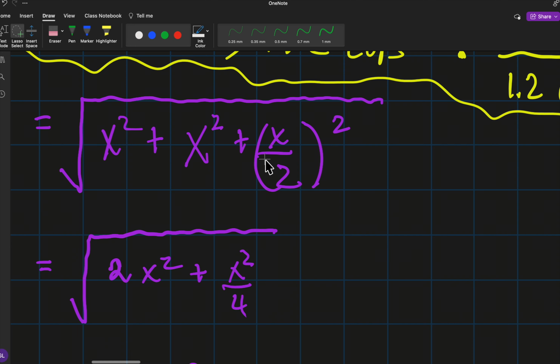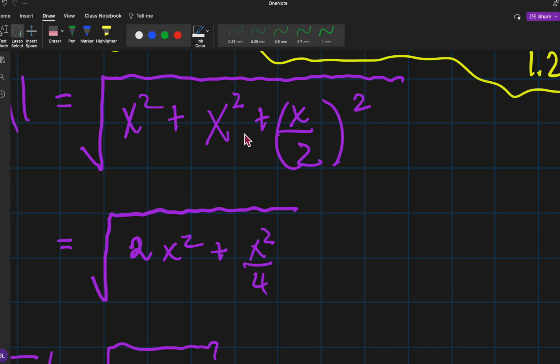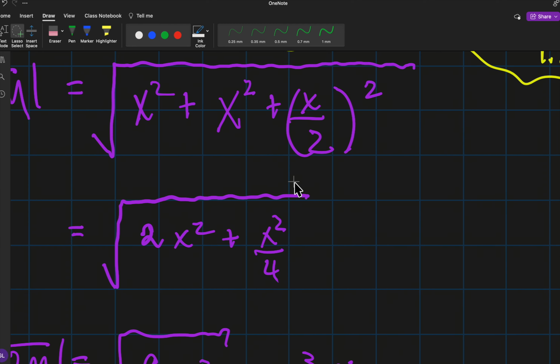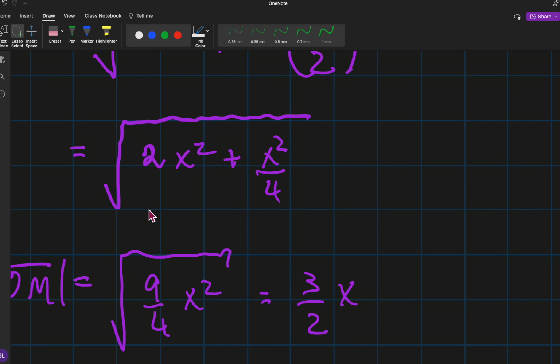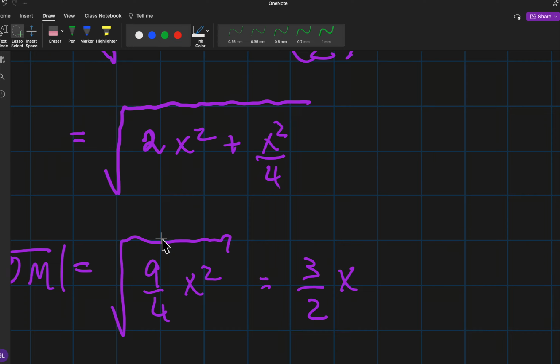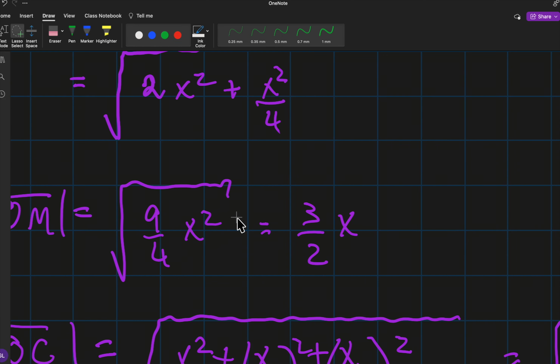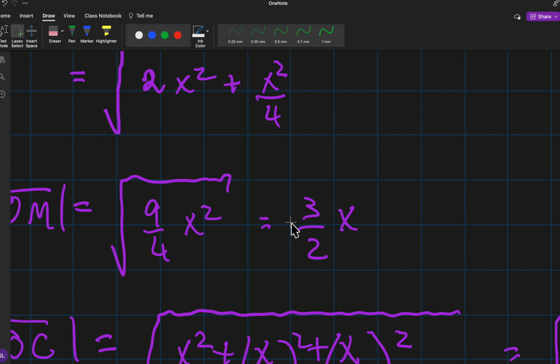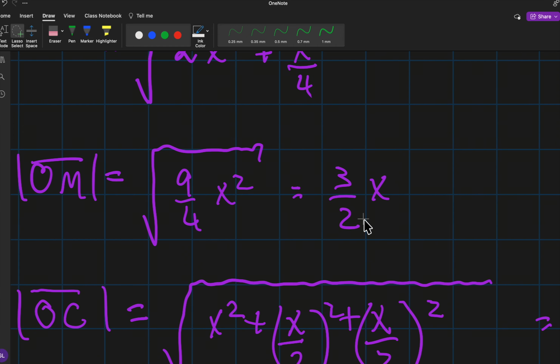X squared plus x over 2 squared, that's 2x squared plus x over 4 squared. Don't forget to square the 2 here, common mistake. Throwing all that into the calculator, that's 8 over 4 squared x squared plus x over 4 squared, that's 9 over 4 squared x squared, square rooted, and so we get 3 over 2 x. So that line segment from the corner to the midpoint is 3/2 of the total side length of the square, if you were to calculate it.